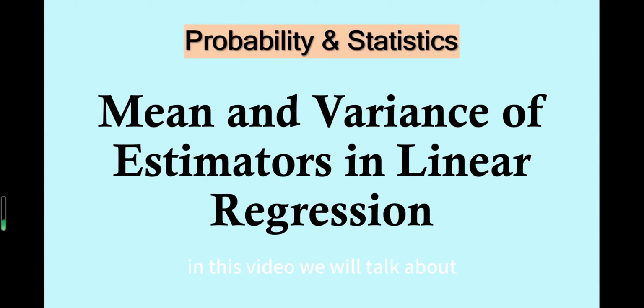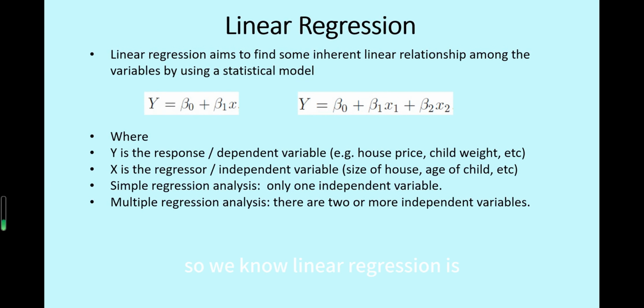In this video, we will talk about the mean and variance of the estimators in linear regression. So we know linear regression is just a linear model used to find some inherent linear relationship among variables. This is a simple linear regression model because there's only one x. Here x is the regressor or independent variable. And this is multiple linear regression because there are two independent variables, x1 and x2 here.